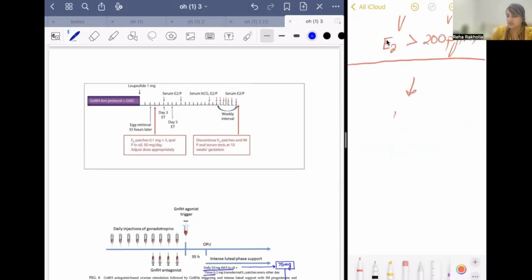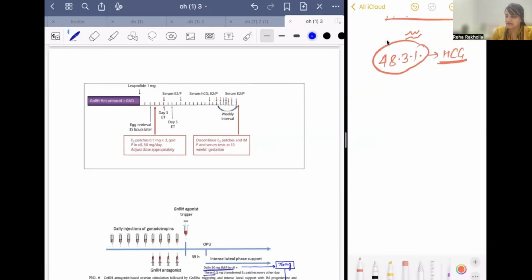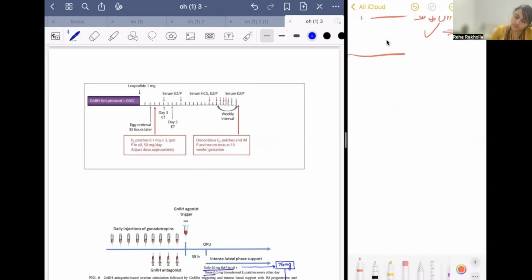This protocol led to pregnancy rate of approximately 53%, which was comparable to 48.3% pregnancy rate, which was achieved by HCG trigger. This confirmed that intensive luteal phase support can effectively maintain pregnancy and decrease OHSS risk. Now, this was about Ingman PET protocol, okay?